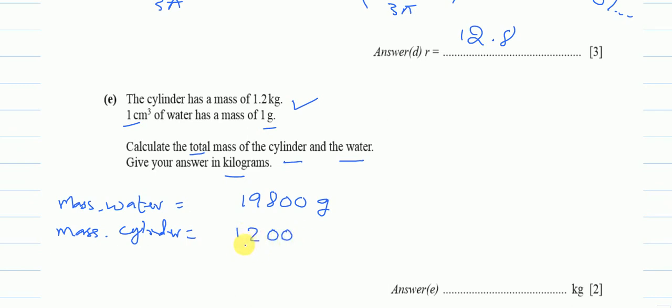So the total grams I will get is 21000, and I will go back into kg, so I will divide it by 1000 to get my kg. So I will get 21 kg. Even if you have used kg directly from here, you will end up with the same answer, but I personally use the smaller units, so I just find it easier.